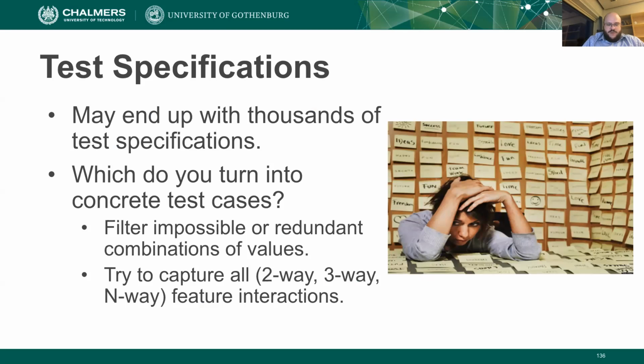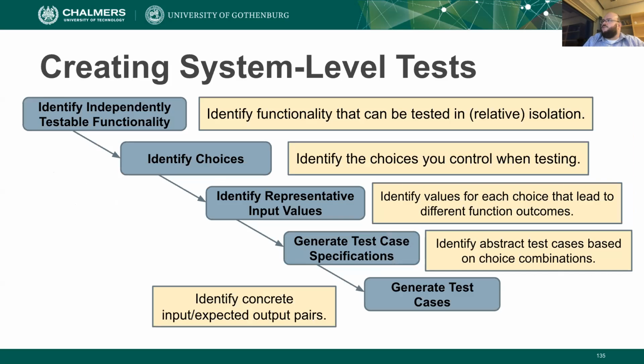All right, so what do I mean by generate a test specification? I mean create an abstract test case. So if we go back to this process, we have a set of choices we make when we're creating a test case. And for each choice, we have a set of values, right? So one test specification is just selecting one value for each choice. Does that clear up your question?